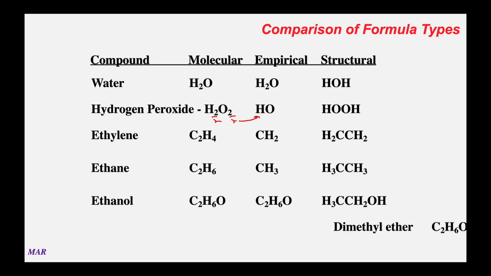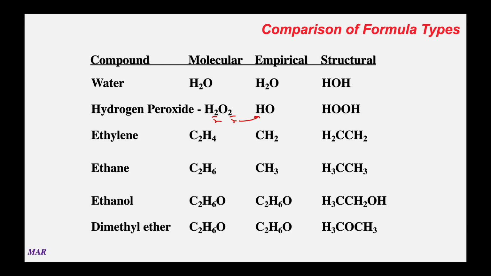Ethylene, ethane, ethanol, and dimethyl ether are going to be great examples to take this a little bit further. Let's look at ethylene first, which, by the way, keeps your bananas fresh while they come up from Central America to North America. But anyway, C2H4 is the molecular formula. And if you divide both of those numbers, the 2 and the 4, by 2, that's going to give you an empirical formula of CH2. So ethylene has an empirical formula of CH2.